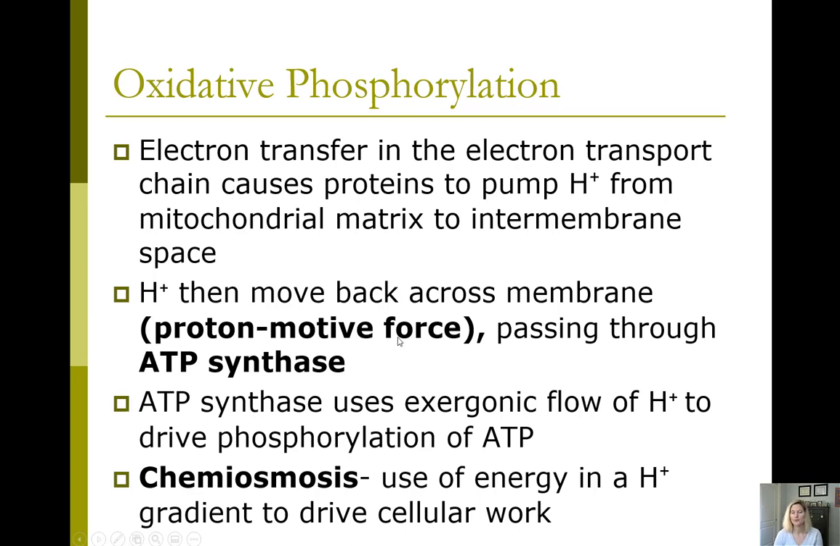So the proton motive force is what we call it, as those hydrogen ions are channeling through the ATP synthase. That ATP synthase uses all of that exergonic flow of all of those hydrogen ions to drive the phosphorylation of ATP from ADP and that phosphate. So chemiosmosis uses that energy in the hydrogen ion gradient to drive cellular work. Think of chemiosmosis: that chemical gradient from the hydrogen is going to be used to drive that cellular work, the creation of ATP.